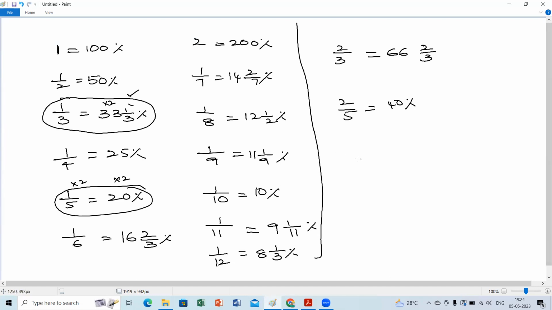Suppose I want 3 by 5. 3 by 5 is nothing but 60%. That's all, children. Based on this basic part, you can develop anything. Suppose I want 2 by 7. You know 1 by 7. What is 1 by 7? 14 2 by 7. So 2 by 7 is 28 4 by 7.